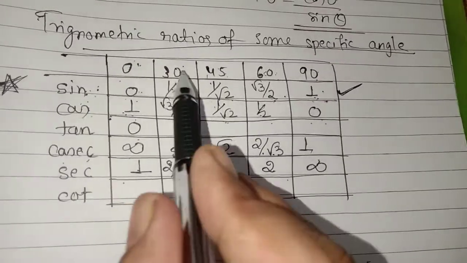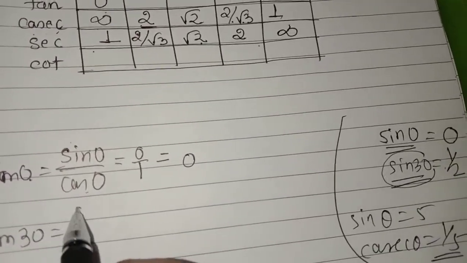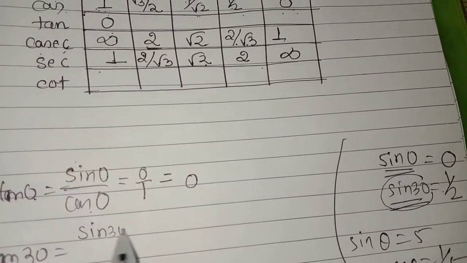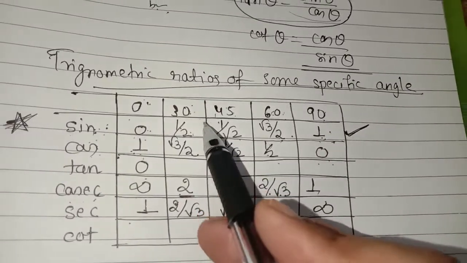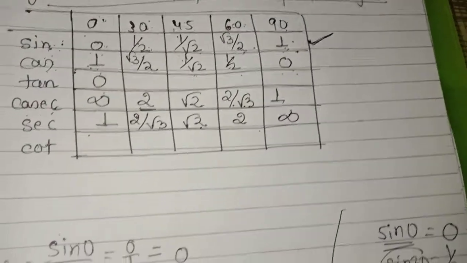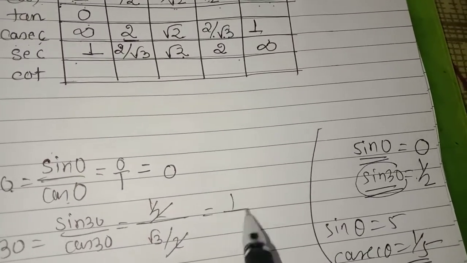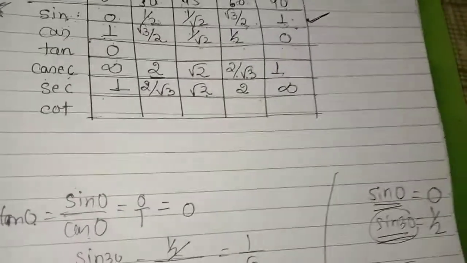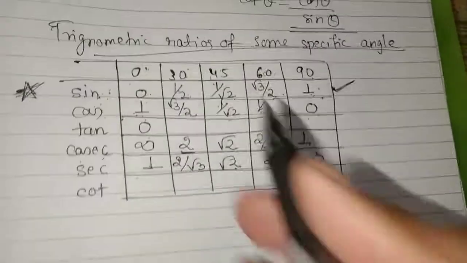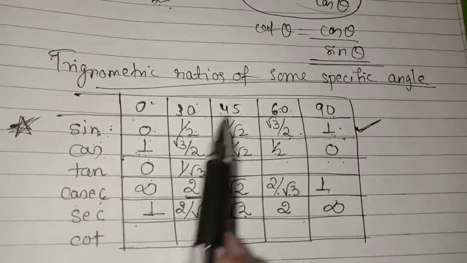Now tan 30. Tan 30 is what? Sin 30 upon cos 30. So what is the value of sin 30? Sin 30 is 1 by 2 and cos 30 is root 3 by 2. So I can cancel 2 and 2. So it is 1 by root 3. See how easily I am getting it, and even you can get it easily like this. Only remember the trick. So it is 1 by root 3.